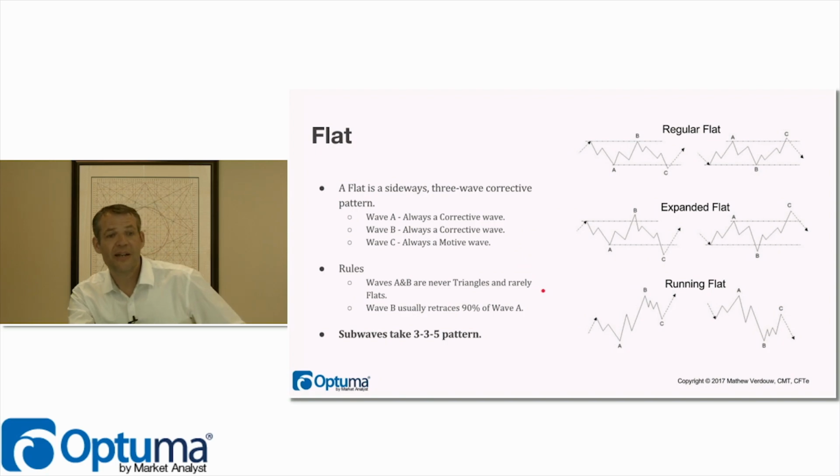Waves A and B are never triangles, and we'll talk about triangles in a minute, and rarely are flats. They're usually typical corrective waves, zigzag waves is what they're made up of. And then wave B usually retraces 90% of wave A, at least. So as long as we get within 90%, then yep, that makes sense that we're in a flat rather than looking at some sort of zigzag.